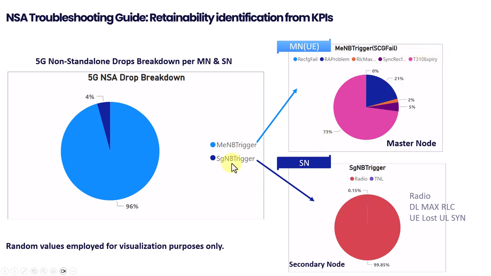And the second cause is SgNB triggered, which means the secondary node is triggering the release. Here, for example, it's mostly radio. In general, this has 2 causes, UE connection lost and uplink synchronization issue. This is also controlled by one of the timers, or it can be that the downlink maximum retransmission for RLC has been reached as well. This is also one of the cases. And the second one can be due to transport or transmission issues, for example. This data is just for visualization, it's not real data. So for sure you will find completely different figures in your network, and it will differ from one network to another. So this can also be used for the breakdown analysis.